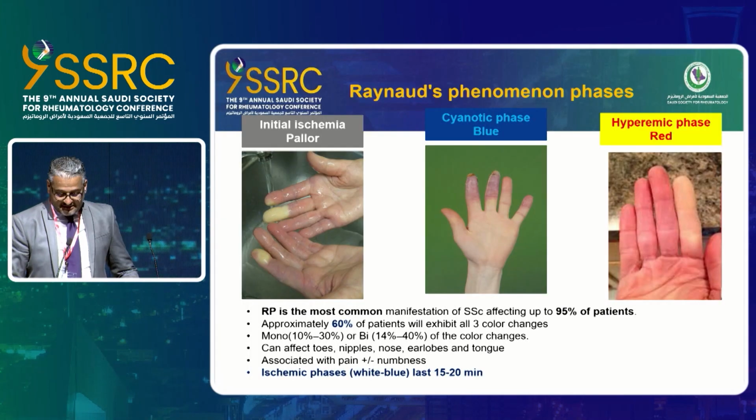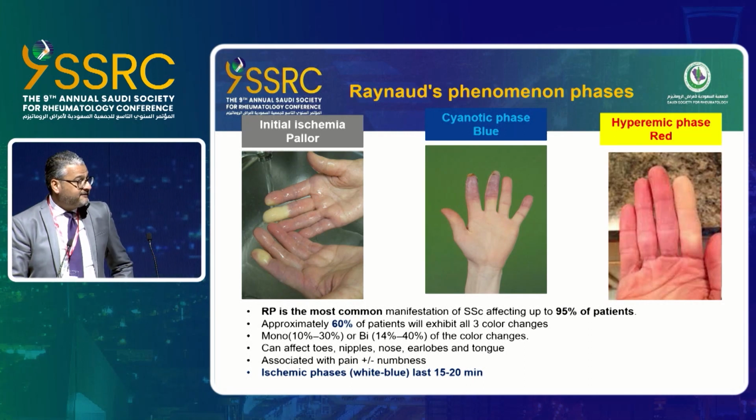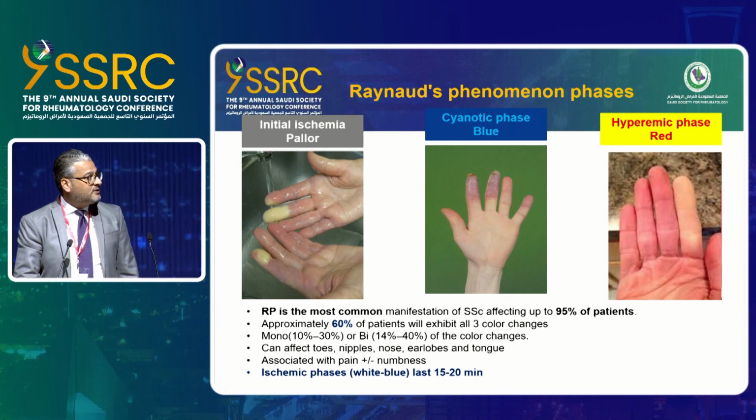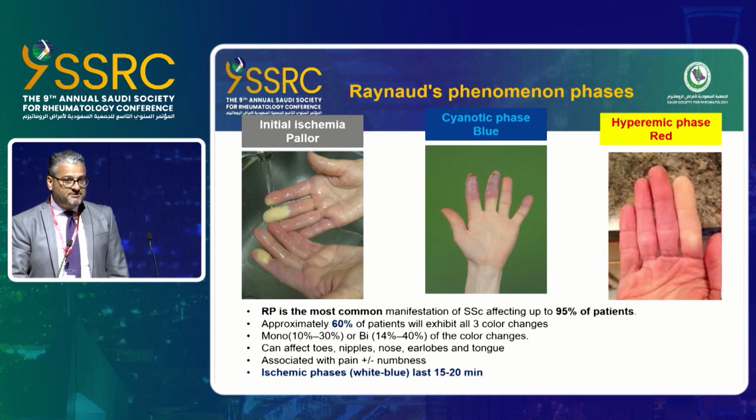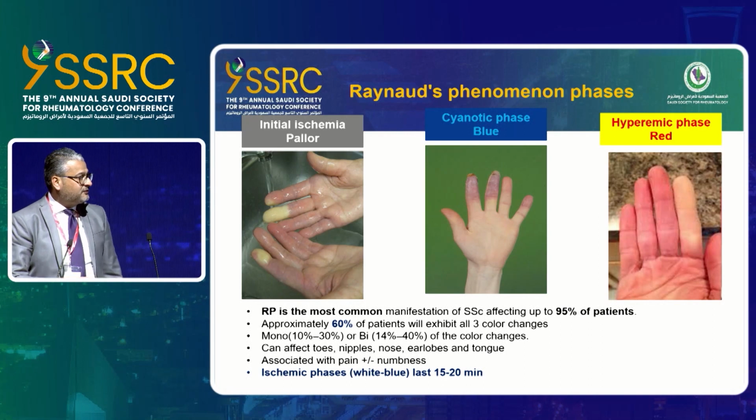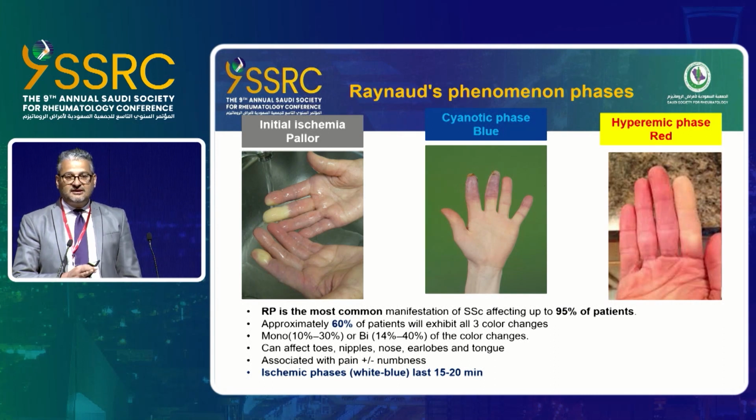What are the phases? I think this is very important for fellows. There are 3 phases: pale, blue, and red. About 95% of patients with systemic sclerosis can have Raynaud's. About 60% have 3 color changes, and biphasic is about 14 to 40%. It can affect the tip of the tongue, the nipples, and the earlobes. Sometimes the only thing patients can tell you is that they have numbness and tingling in the digits.